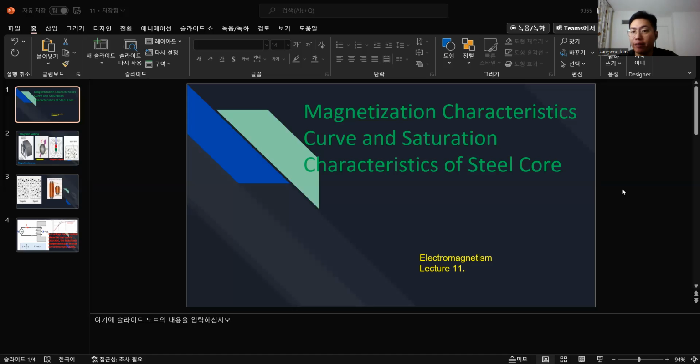We are running electromagnetism lecture 11. Today's subject is, you can understand it like this, the transformer's primary winding part, or more widely, the magnetization characteristics curve and saturation characteristics of the steel core. You can just understand it as a transformer. Okay, let's move on.